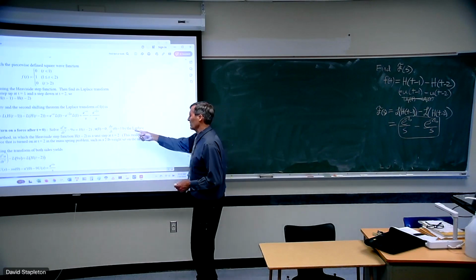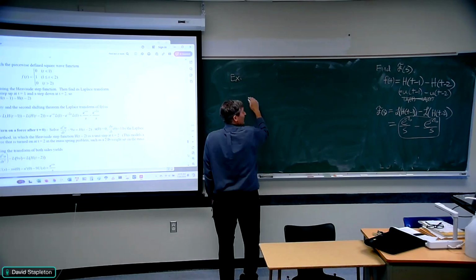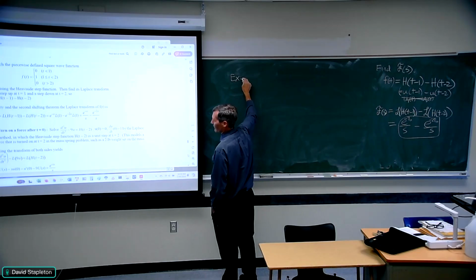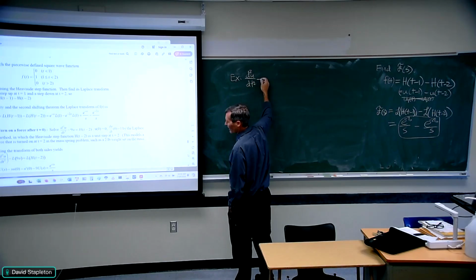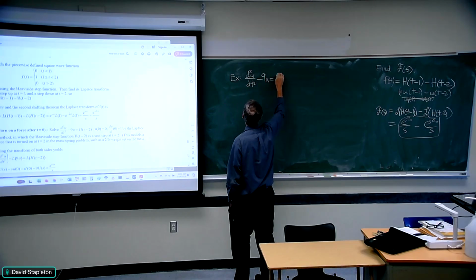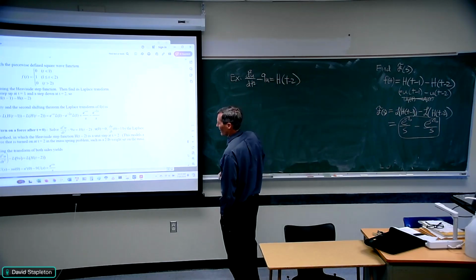So here's a differential equation I put in just for fun. Or use the Heaviside step function. Looking at the time: u double prime, d squared u over dt squared, minus 9u equals h of t minus 2. You turned on something at t equals 2 and you need to jump.